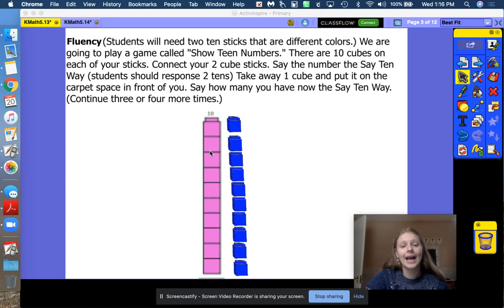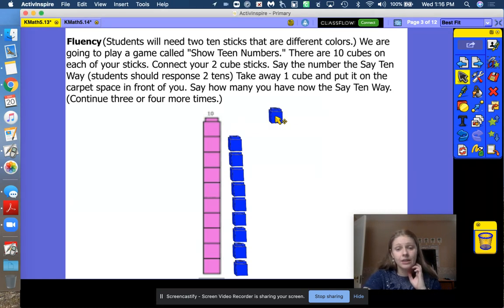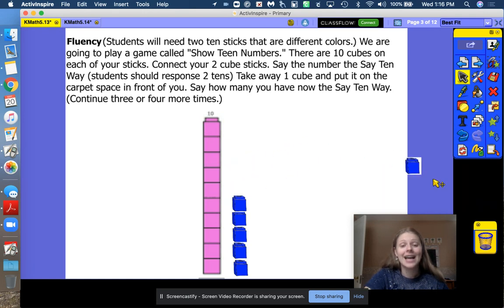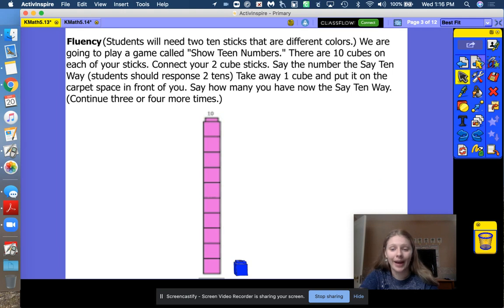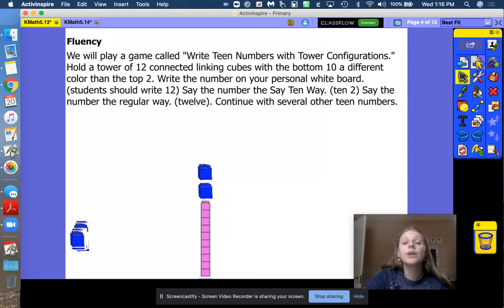So we're going to say 19, right? Now we have 19, which is 10, 9, 19. 10, 8, 18. 10, 7, 17. 10, 6, 16. 10, 5, 15. 10, 4, 14. 10, 3, 13. 10, 2, 12. 10, 1, 11. Great job counting backwards.